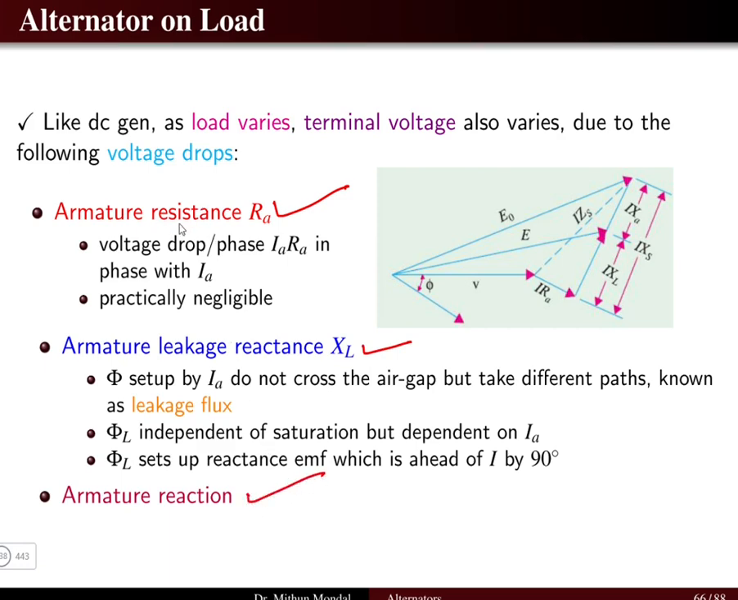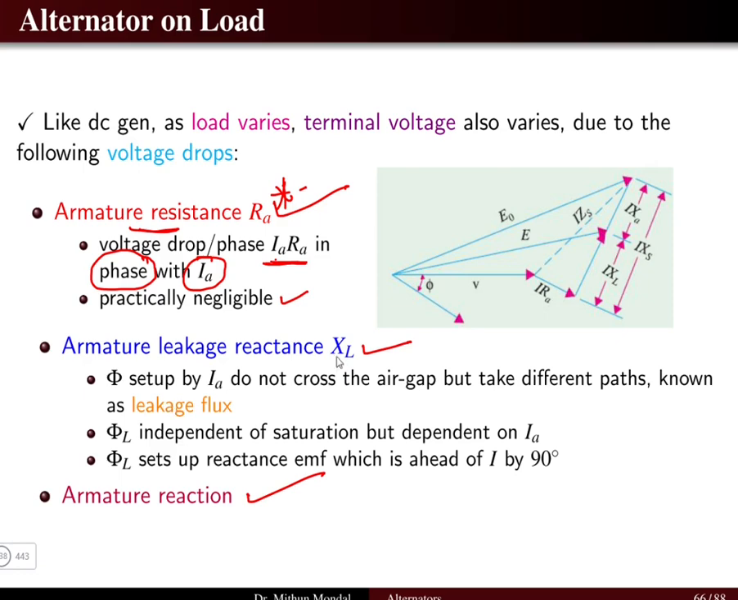First let us discuss the armature resistance. Armature resistance will lead to a drop, that is the product of armature current and armature resistance, and it will be in phase with the armature current. It is practically negligible. So we can neglect the loss due to armature resistance because it is negligible.